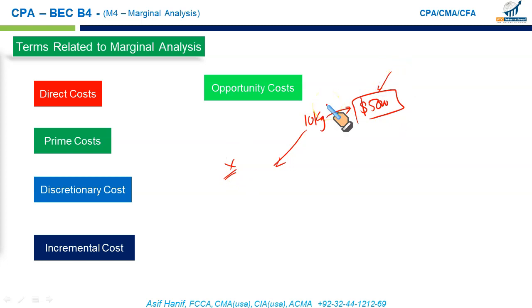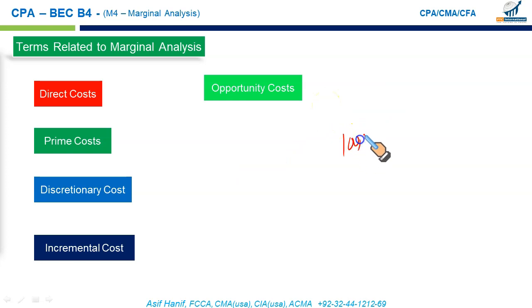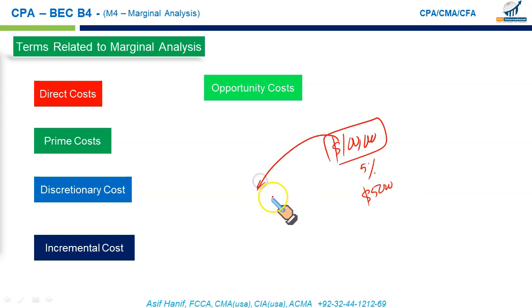decision-making analysis. Similarly, I have $100,000 in my deposit account that earns 5% return every year. That means $5,000. I decide to withdraw these funds and invest in some business. I am giving up this $5,000 of interest income for the business venture. This is what I am giving up. This is what I'm foregoing. This is the opportunity cost.